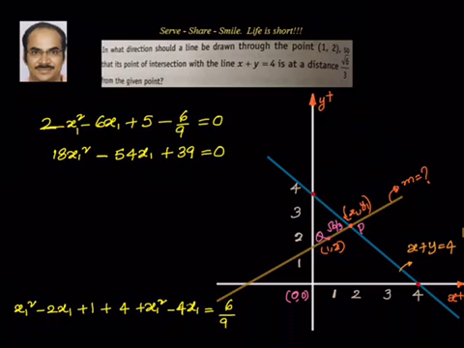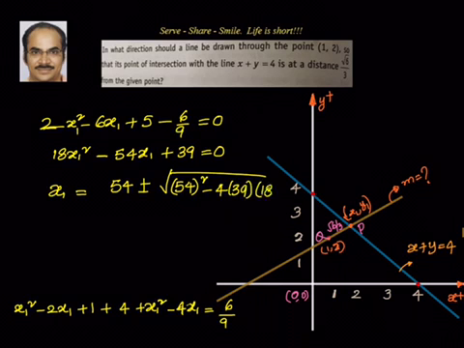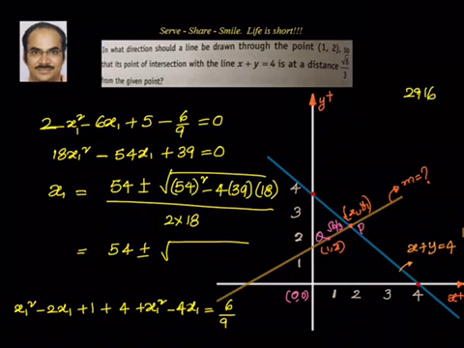x1 equal to minus b plus or minus, x1 equal to minus b, that is 54, plus or minus b square, that is 54 square, minus 4ac, 4 into 39 into 18, divided by 2a, 2 into 18, that's equal to 54 plus or minus square root of. 54 square is 2916 and 4 into 39 is 156. 156 into 18 is 2808. So we get 108 there.